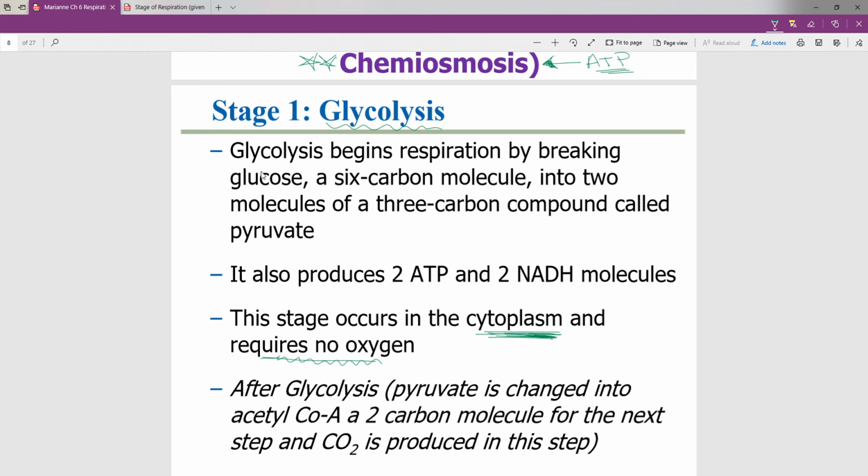What it's going to do is start with glucose, and we know that glucose is a 6-carbon molecule, and ultimately break that 6-carbon molecule into two 3-carbon molecules. So we're accounting for the things going in and the things going out. We haven't created or destroyed carbon molecules. And the 3-carbon molecule is called pyruvate.